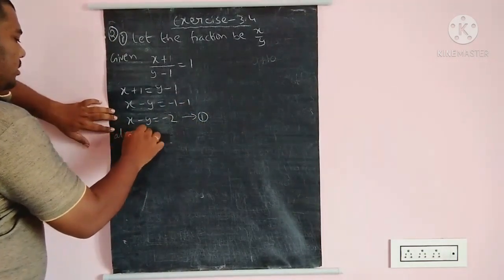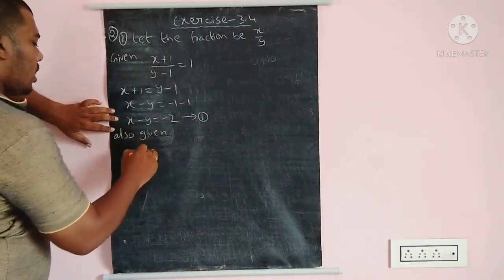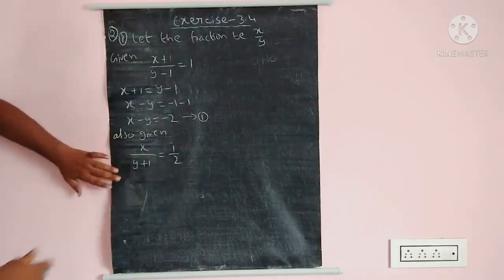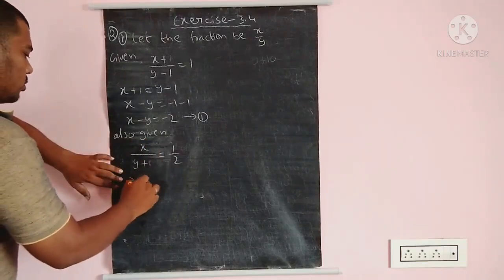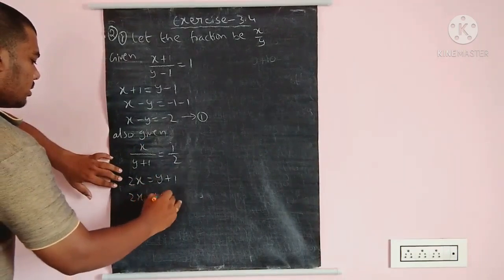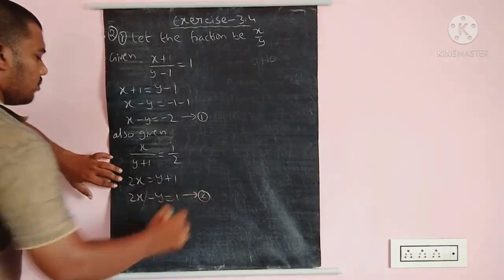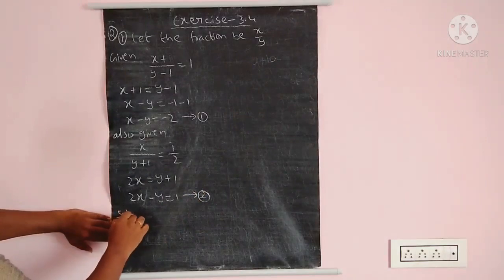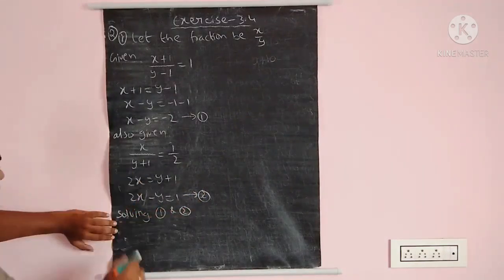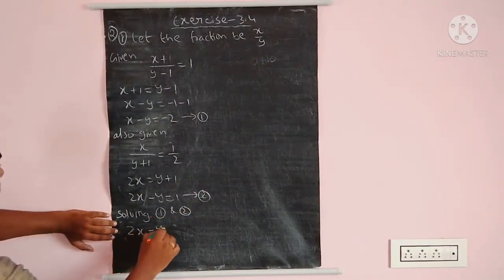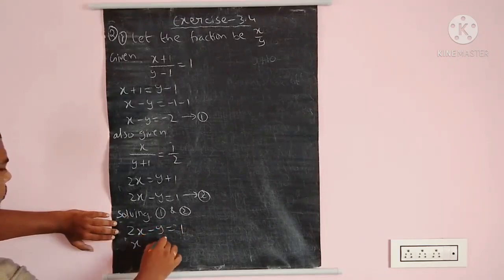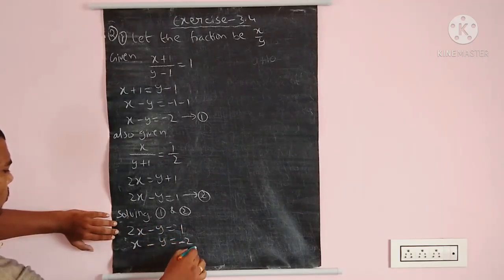Also given the next case, if 1 is added only to the denominator, then it will become 1 by 2. So on cross multiplication, 2x is equal to y plus 1. 2x minus y is equal to 1. Let it be 2. Solving 1 and 2: 2x minus y is equal to 1, and x minus y is equal to minus 2.